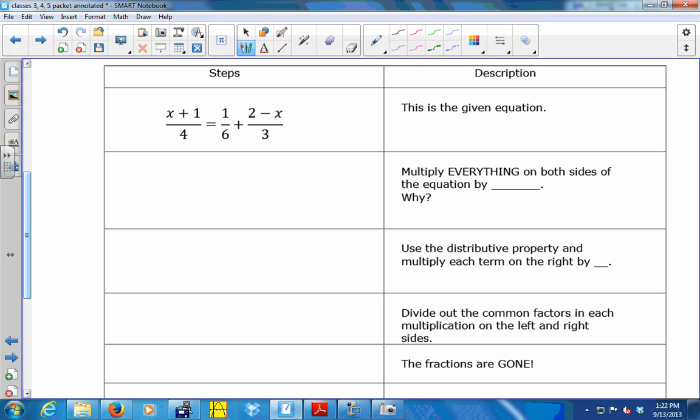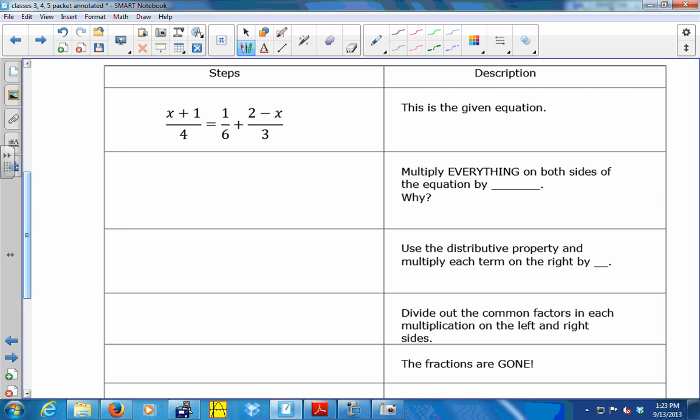What do you think? Just 12. Yeah, so if you were dealing with an expression, you would use 12 over 12 because you don't want to change it. But when you're dealing with an equation, you can multiply by anything you want as long as you multiply both sides by it. So I can use 12. But how'd you come up with 12? It's the common denominator of all three of those fractions. It's the least common multiple.